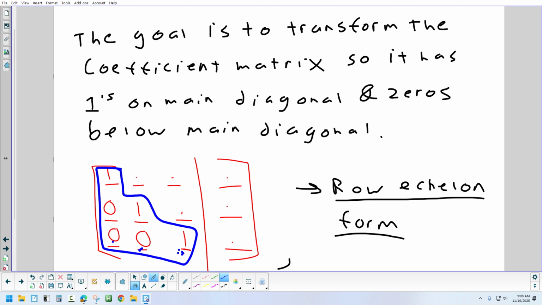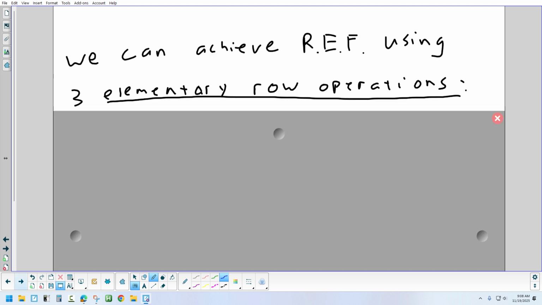But how do you get to that point? You can't just erase the numbers and just make them 1s and 0s. There's rules you have to follow to make that happen. Right? And most of the rules we already know. So I'm going to show you what the rules are. So in order to get a matrix in row echelon form, that's what I just showed on the other page, there are 3 things you're allowed to do, 3 operations.